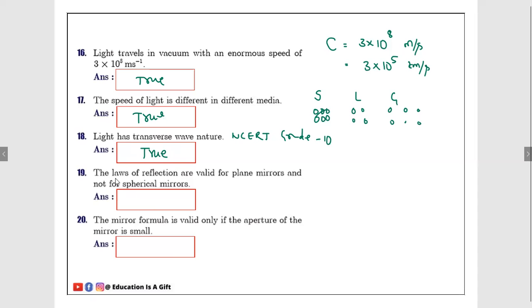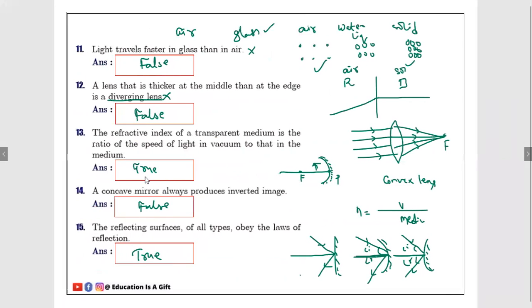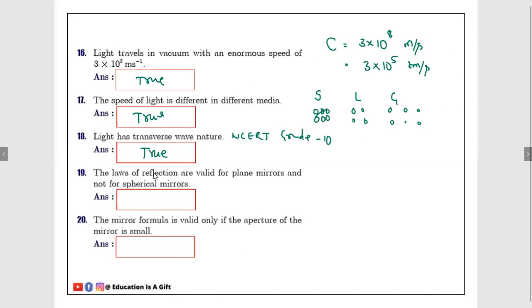19. The laws of reflection are valid for plane mirrors and not for spherical mirrors. No, as we discussed in the 15th question, whether it is a plane mirror, concave mirror or convex mirror, whatever the type, it will obey the same laws of reflection. All these mirrors will obey. Here they gave "not for spherical mirrors", but no, it is for spherical mirrors also. So the answer is false.